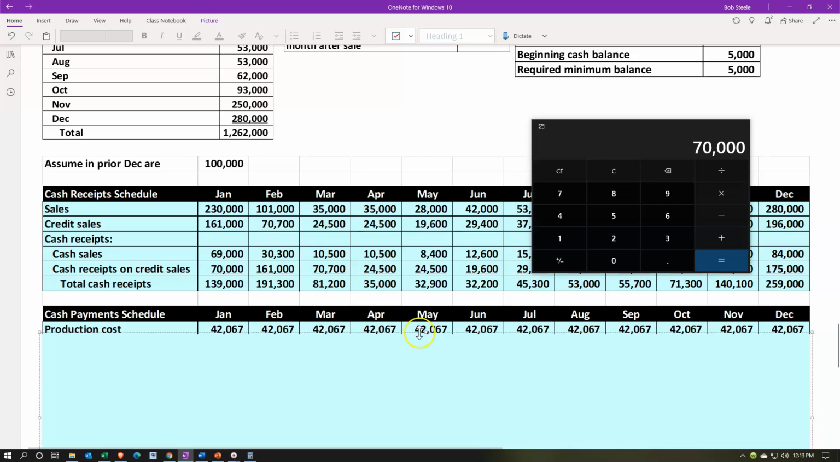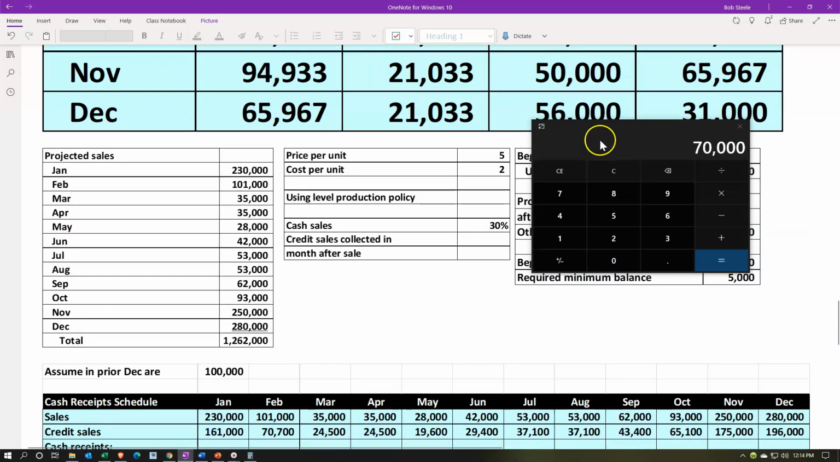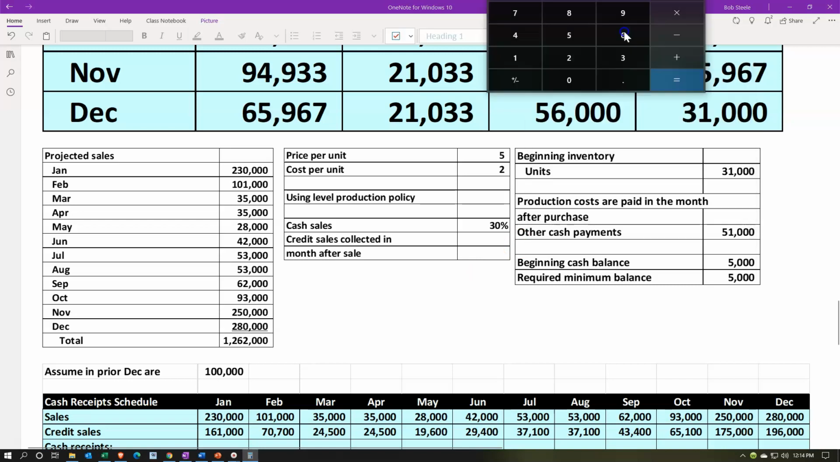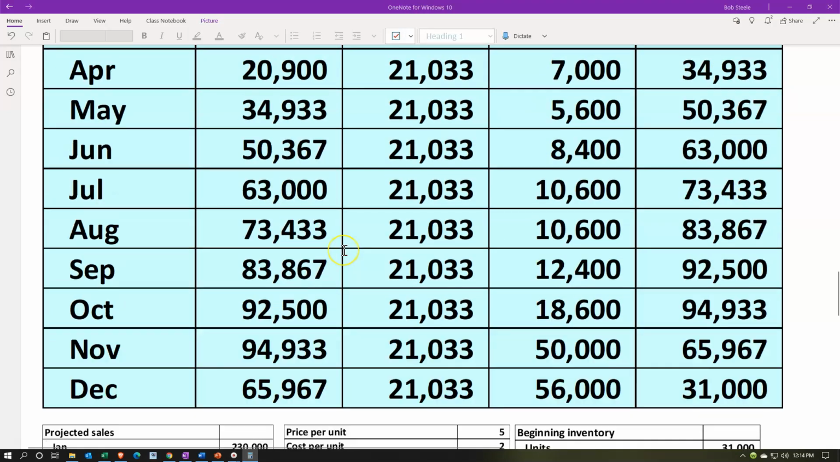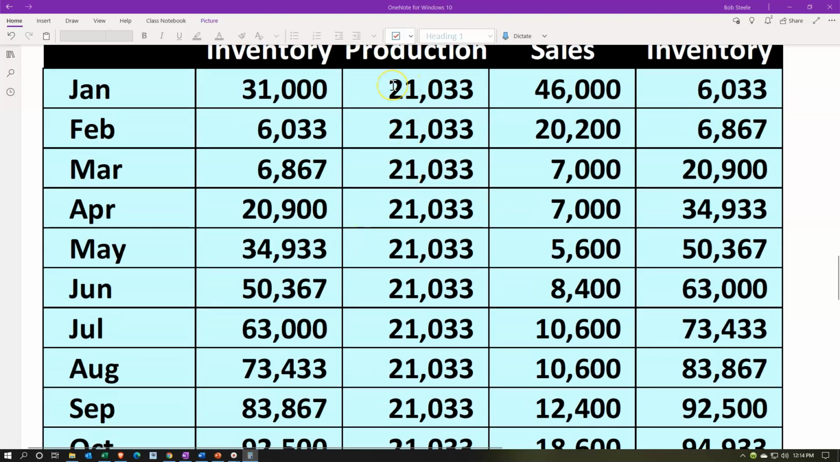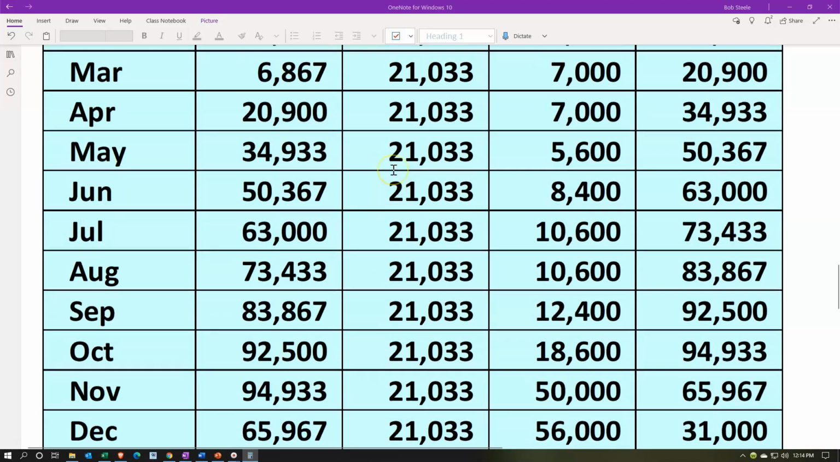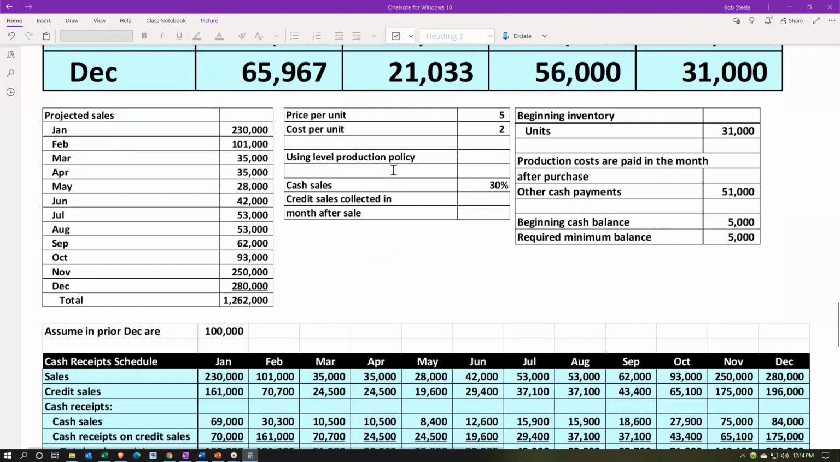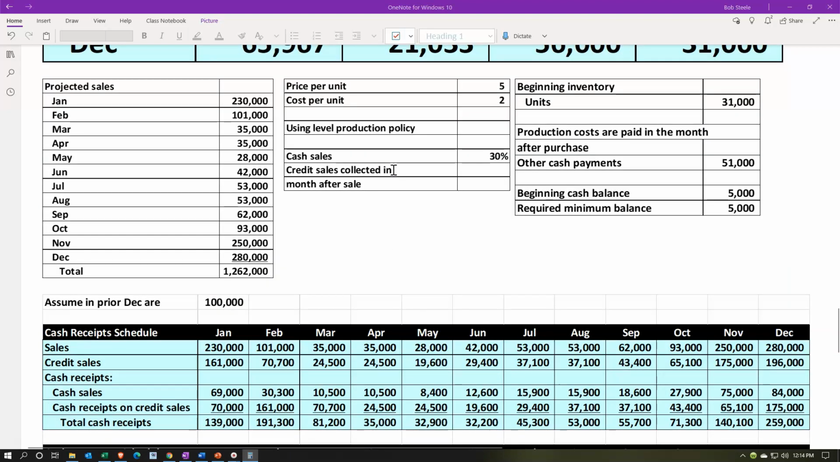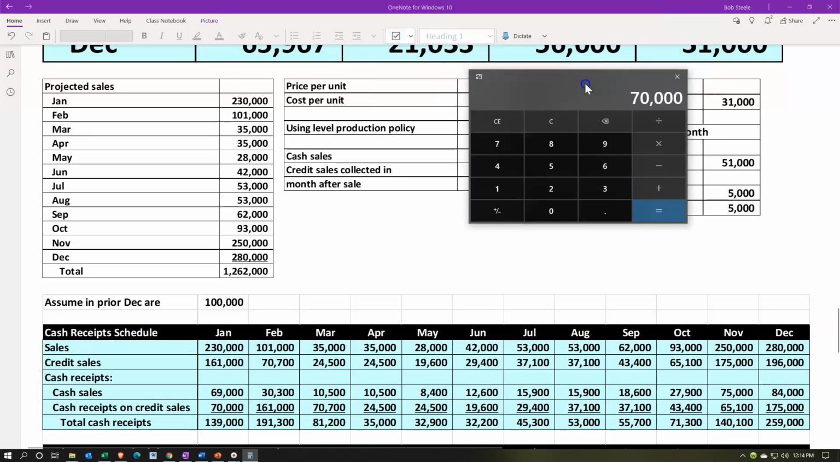So on the cash payment side of things, we have the 42,067. That's going to be resulting from our production process. And you'll recall that with our production schedule we calculated up top, we have an even production process. So we did this even production process all the way across. Therefore, we're going to be consistently producing the 21,033. And if those are materials, these are purchases on account, we're going to always be running through the accounts payable with that production or purchasing process.